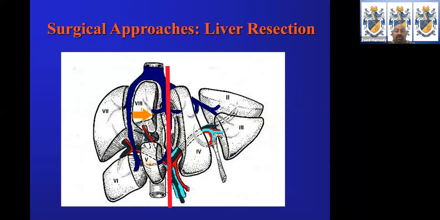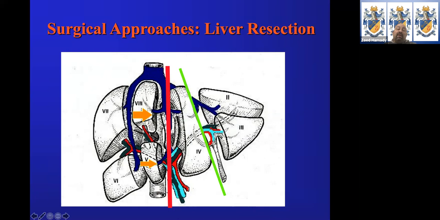So the liver resections are either right hepatectomy or left hepatectomy, and by taking the middle vein, you will subclassify it into right extended or left extended hepatectomy, depending on whether you sacrifice the middle vein or not. Then we have a left lateral sectionectomy, where you take only segments 2 and 3, or central hepatectomy, where you take segments 4, 5, and 8 only, leaving the right and left hepatic veins behind, so that you take only the central segments.